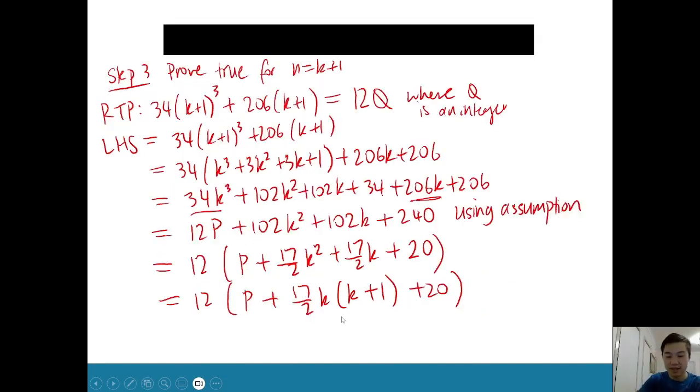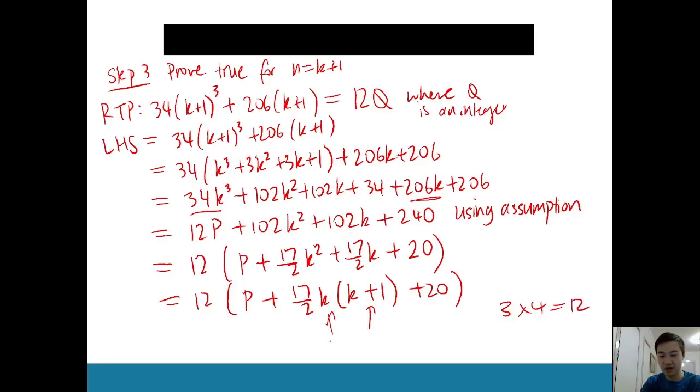So k is an integer, and k plus 1 is also an integer. It's just going to be the consecutive integer after it. But what happens when we consider consecutive integers? For example, if k was 3, the next integer will be 4. And if we multiply them, this will be 12, which is an even number.